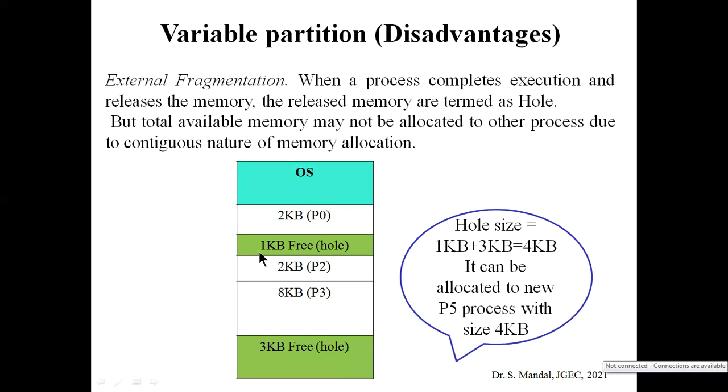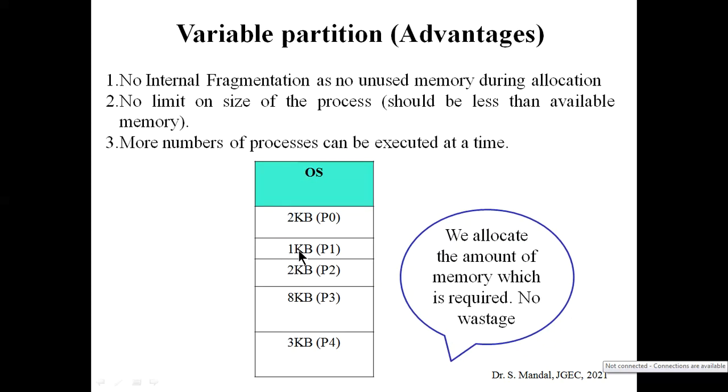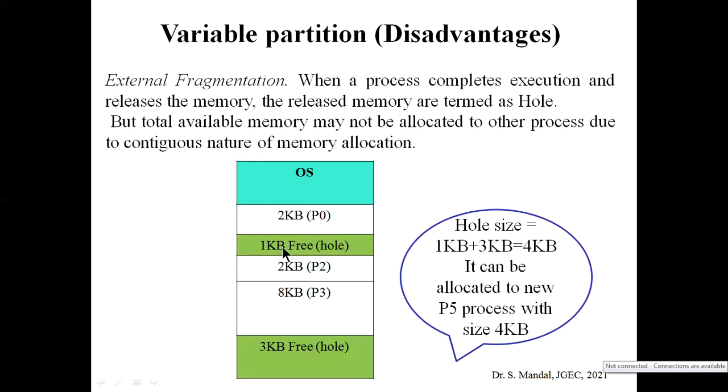So consider the earlier case. Suppose the first 2 kilobyte partition is assigned to P0. Next, the 1 kilobyte partition is assigned to P1. But after the execution or completion of the respective process, this memory allocation will be free. That means these memory spaces are released by the respective process so that other processes can access them. We can call it technically a hole.